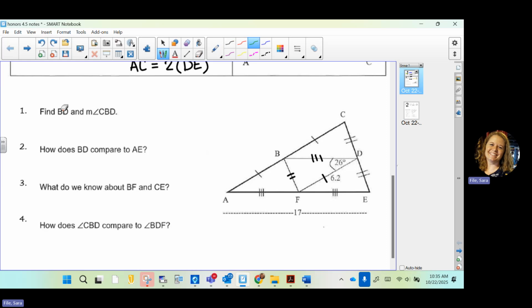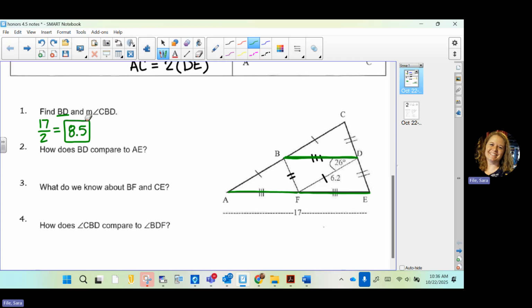It says to find BD. Well, BD is this mid-segment that I put 3 tick marks on. Okay, well, down here, there's 3 tick marks for AF and 3 tick marks for FE. They have the grand total of AE is 17. So what am I going to do with that to find BD? I'm just going to cut it in half. I'm going to divide by 2. You can leave it as a fraction, or you can write it as a decimal. Okay, but that's going to be the length of BD.